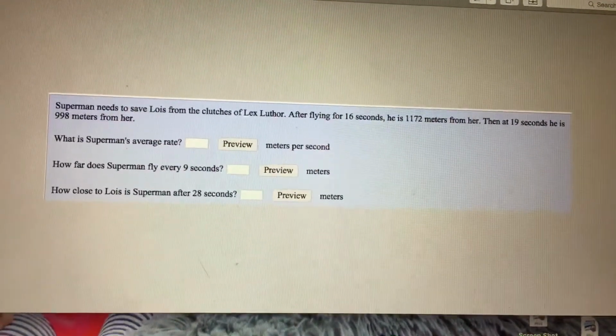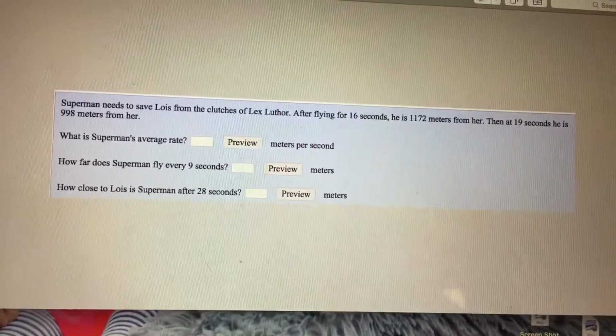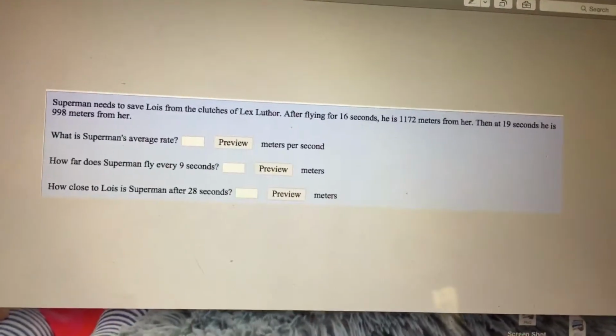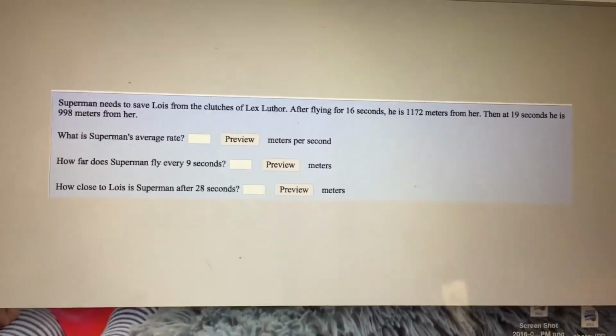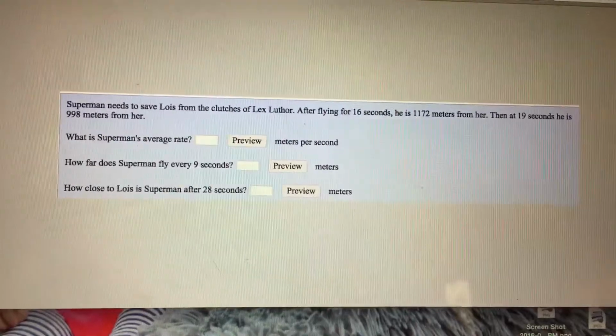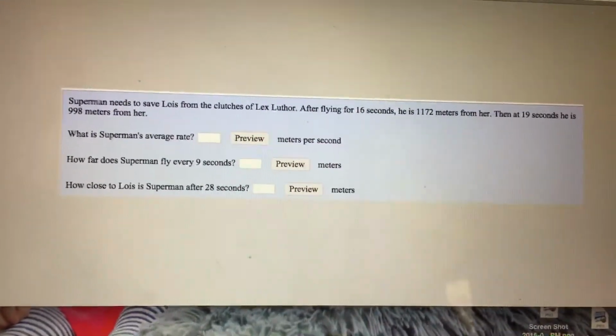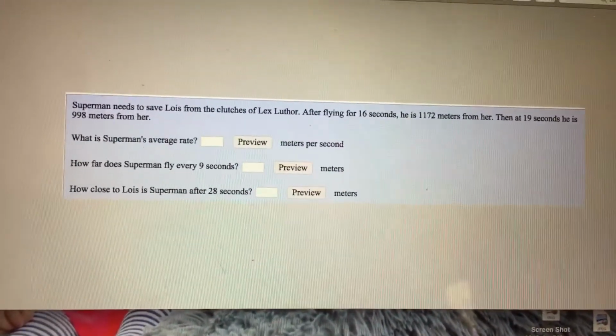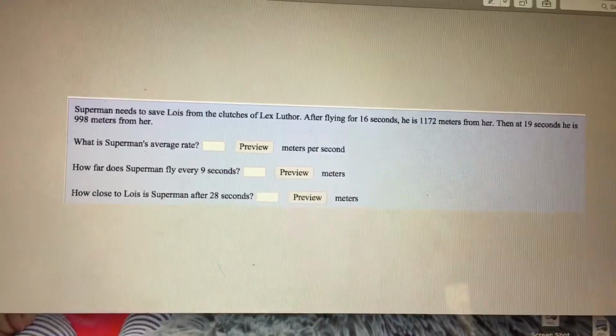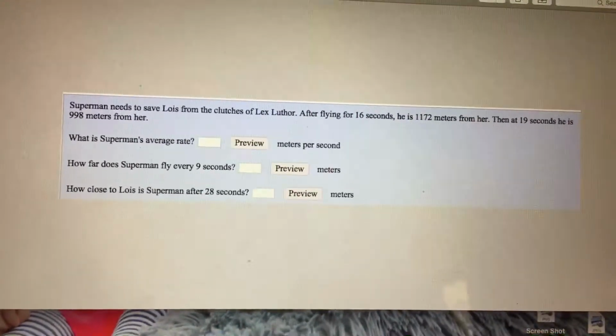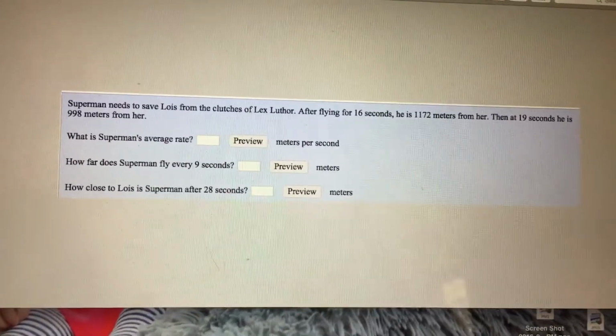Okay, this video is going to be on a Superman slope and rate of change problem, and our original question says, Superman needs to save Lois from the clutches of Lex Luthor. After flying for 16 seconds, he is 1,172 meters from her. Then at 19 seconds, he is 998 meters from her.